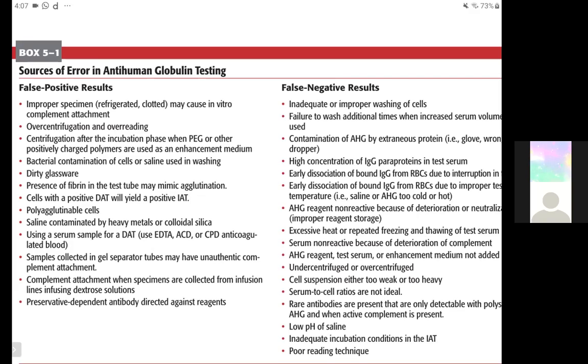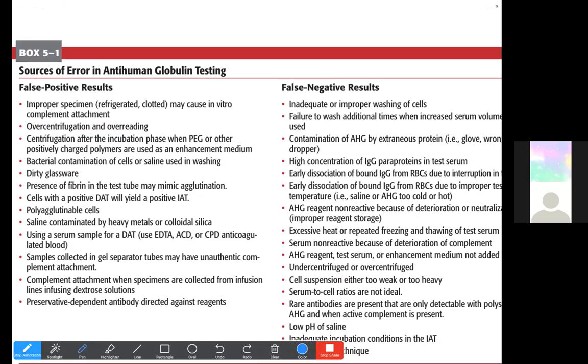So if there is some sort of problem with the cells, if we go by the reagent cells, cells with a positive DAT will yield a positive IAT. Cells which are polyagglutinable will cause a positive AHG test, and then also cells which are bacterially contaminated, if they are used during the washing, would also lead to false positive results.